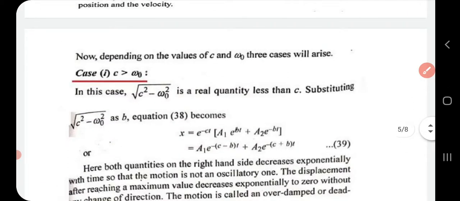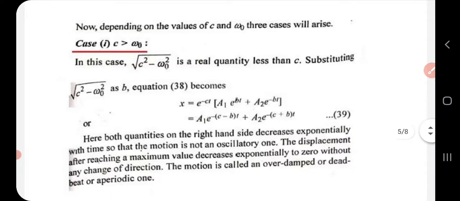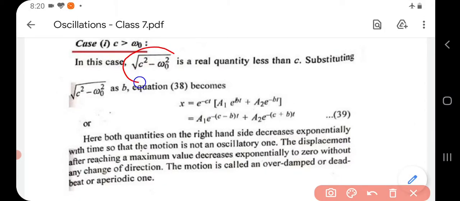Now depending on the values of c, which is the damping constant, and omega 0, the natural frequency of the oscillator, there will be three cases. First, let us consider the case c greater than omega 0, that is, when the damping constant is greater than the natural frequency of the oscillator. In such cases, definitely the square root of c square minus omega 0 square will be a real quantity less than c.